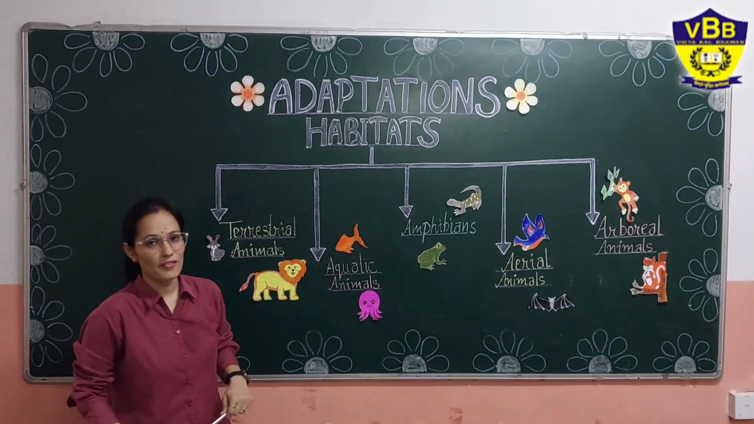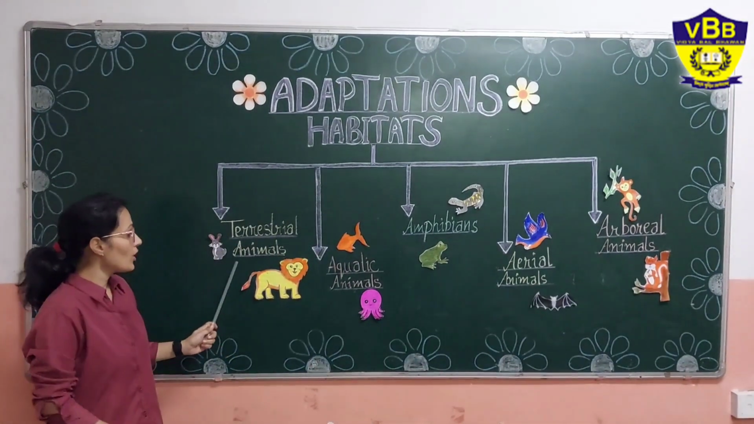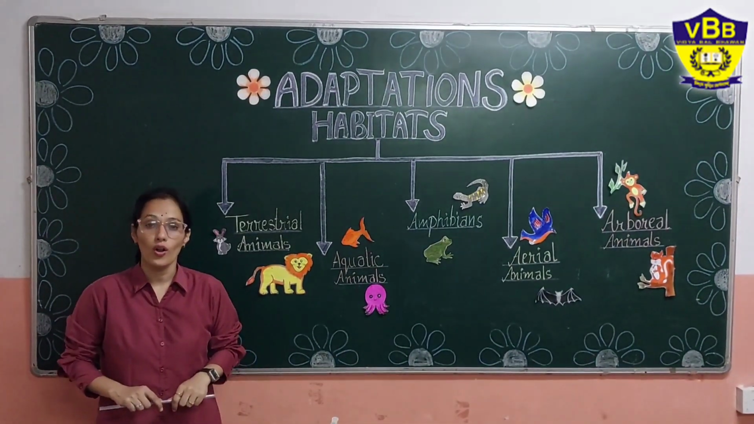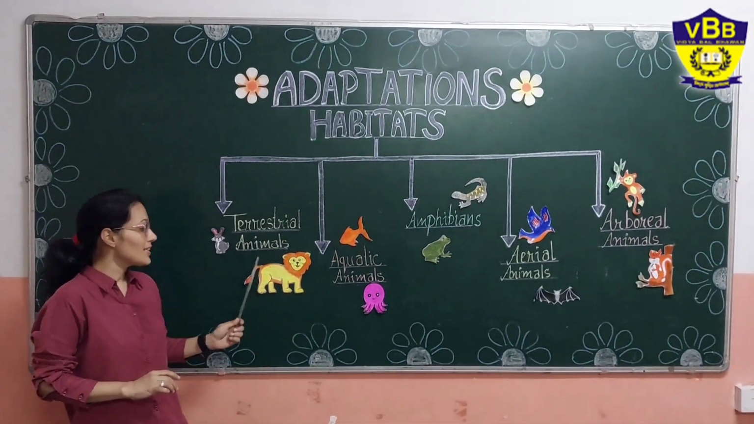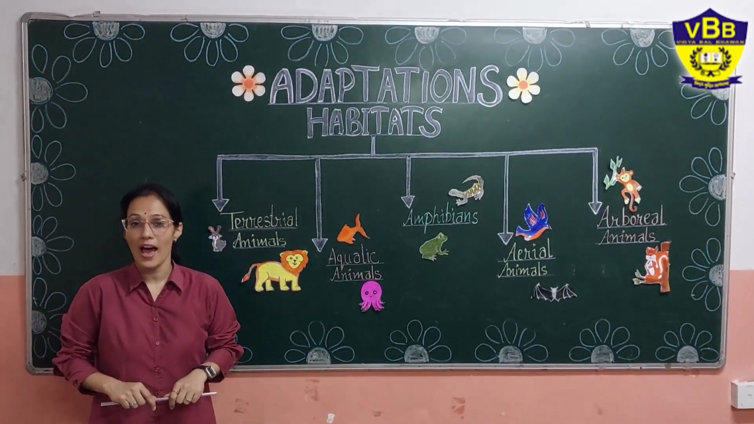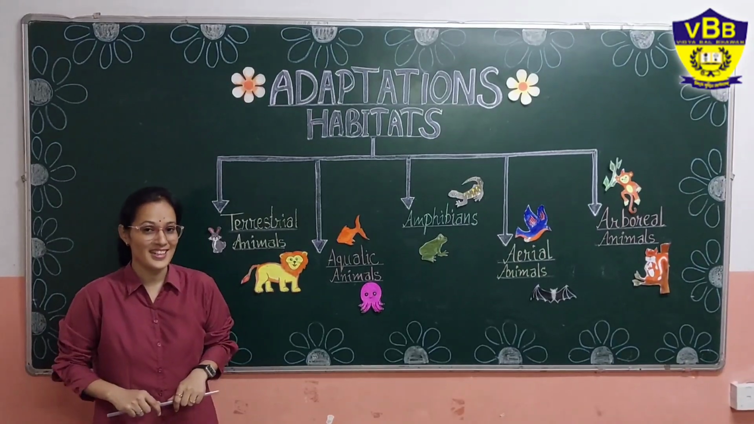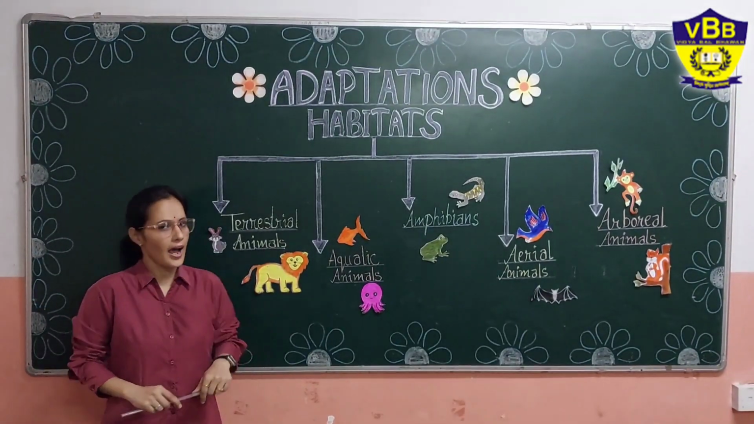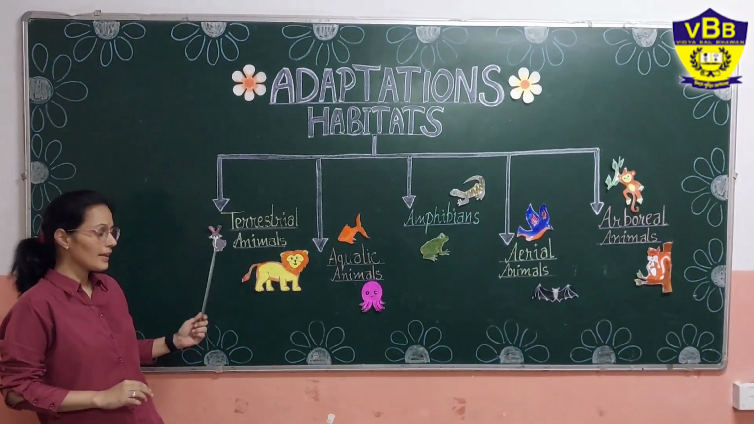Let's study one by one in detail. First of all, terrestrial animals. Those animals who can live on land are known as terrestrial animals. I know you know very well the examples of animals who live on land. There are a number of examples. I have taken 2 examples, lion and rabbit.